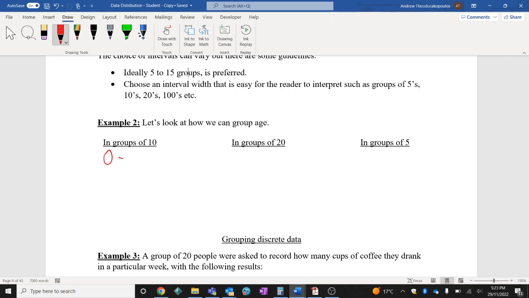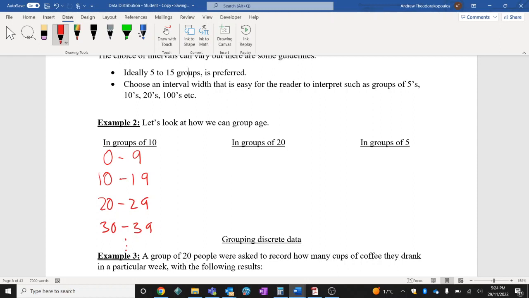So using your fingers, count with me. 0, 1, 2, 3, 4, 5, 6, 7, 8, 9. That is the first 10 numbers, which means the next 10 numbers would be 10 to 19, 20 to 29, 30 to 39, and so on.